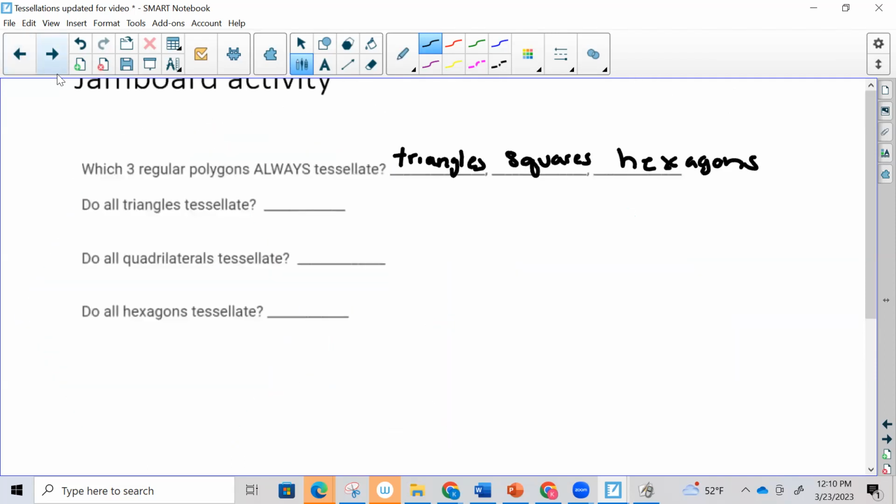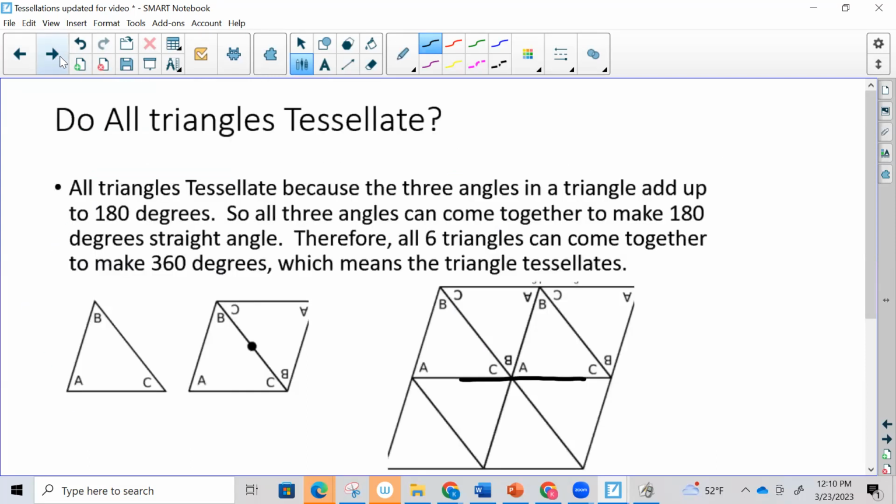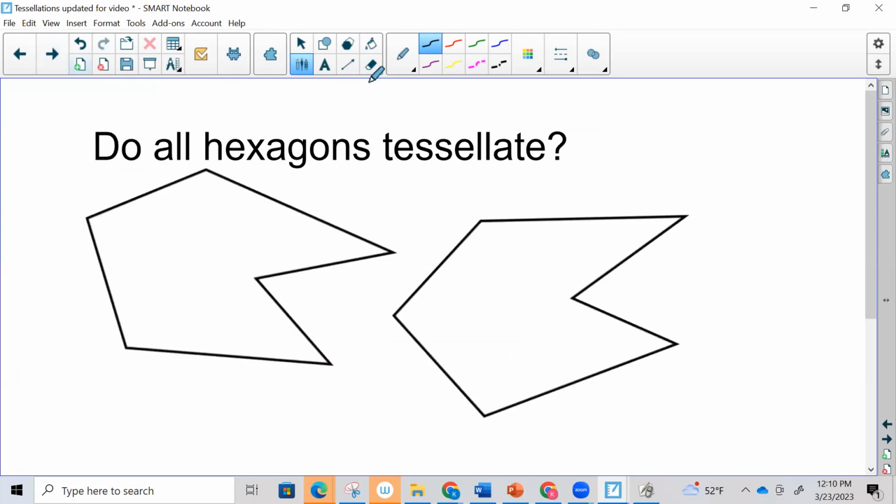So if we fill in, all triangles tessellate, yes. All quadrilaterals tessellate, yes. And then the last one we want to see is a hexagon. One thing to remember with a hexagon: if I do the sum of the interior angles, 6 minus 2 times 180, I get 720. One thing to note is that 720 does not divide into 360 like the sum of the quadrilateral interior angles and the sum of the triangle angles.